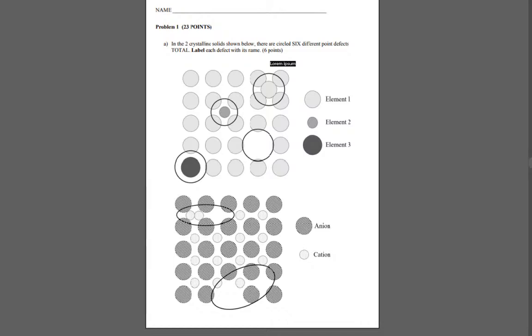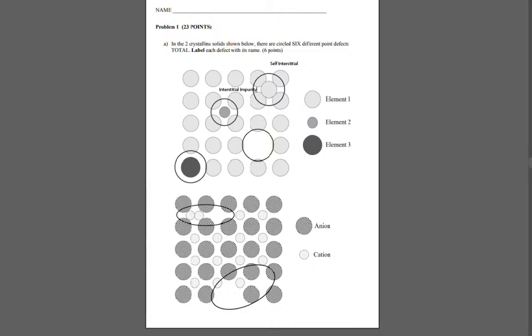That is called a self interstitial. And for this one here, we got a random element put inside this lattice out of place. That would mean that it is an interstitial impurity. So we can just write that down.